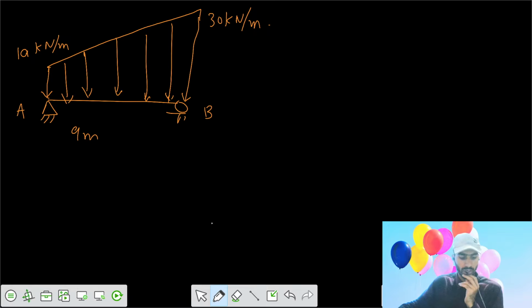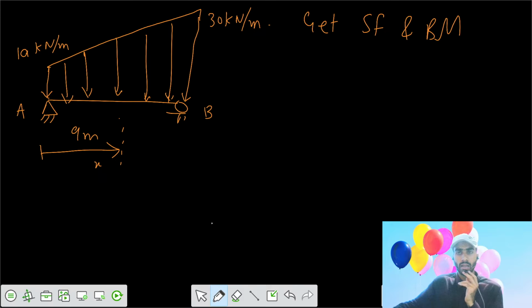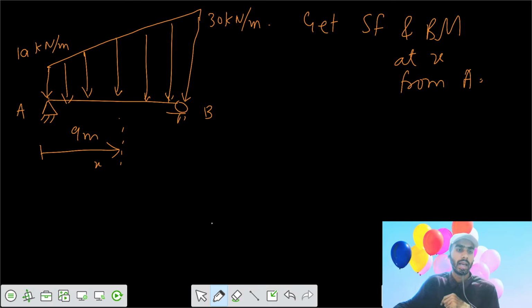We need to get the bending moment and shear force at distance x from A. Suppose this is your x. We need to calculate the shear force and bending moment at x from A. So it's saying to get the equation of shear force and bending moment. Then if we plot it from x equals 0 to 9, we can get the shear force diagram and bending moment diagram.